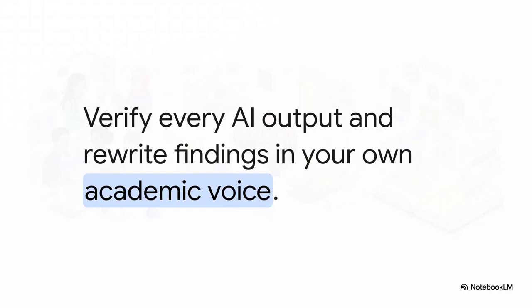So, what does that actually mean in practice? Well, it means that you, the student, remain the sole author. Every single claim, every summary, or matrix that the AI generates must be manually verified by you against the original citations. No exceptions. And once you verify it, you have to completely rewrite those findings in your own unique academic voice. You're using the AI to organize the lumber, but you are the one building the house.